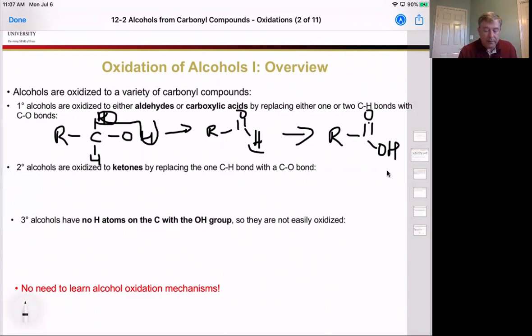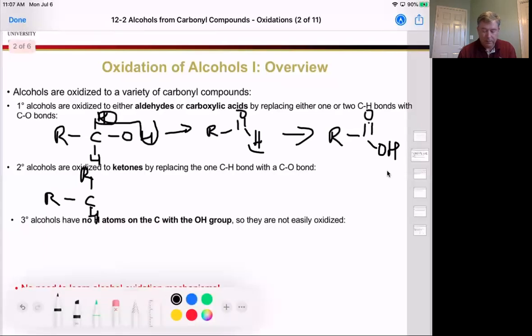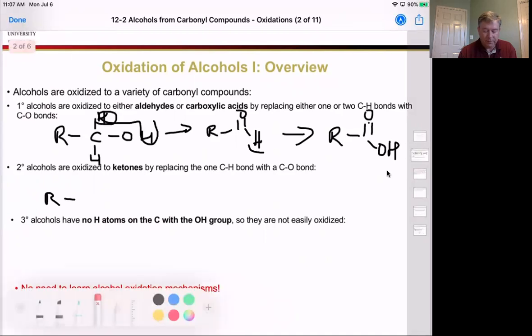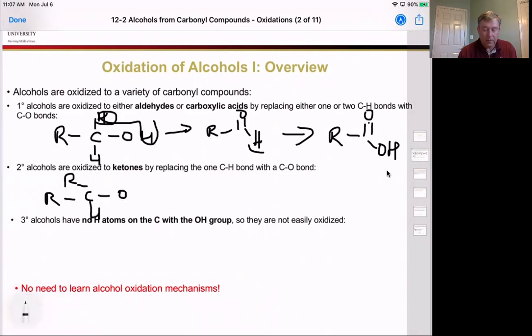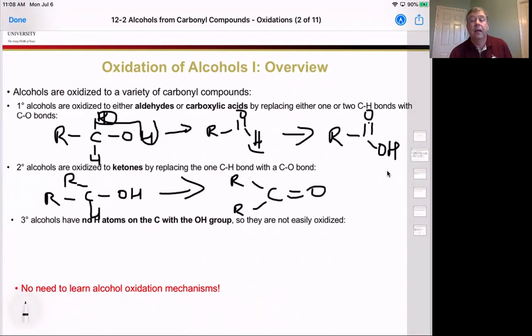Once we get to a secondary alcohol, things change a little bit because we only have one hydrogen to remove from our carbon here. We can only take our secondary alcohol down to a ketone. We have an R group, and our ketone, okay?